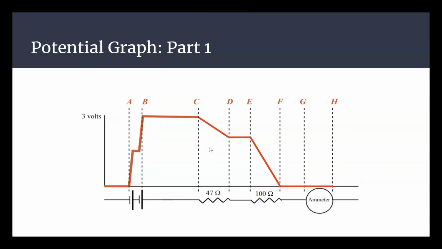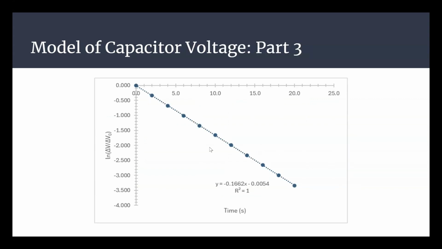Here's my plot of electric potential versus position from part 1 of the experiment. As you can see, the sum of the voltages add up to zero, which further validates the loop rule. Also, you can see that the batteries had positive voltage while resistors had negative voltage, and the wires and ammeter had no voltage. Here's my graph of the natural log of voltage over initial voltage against time.